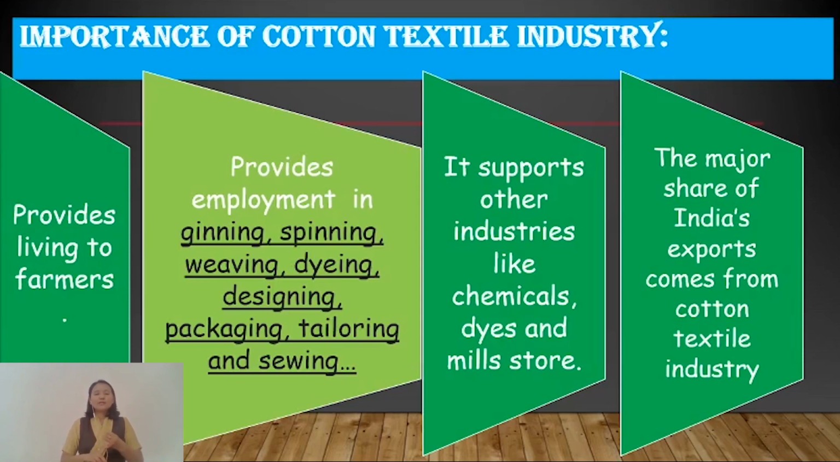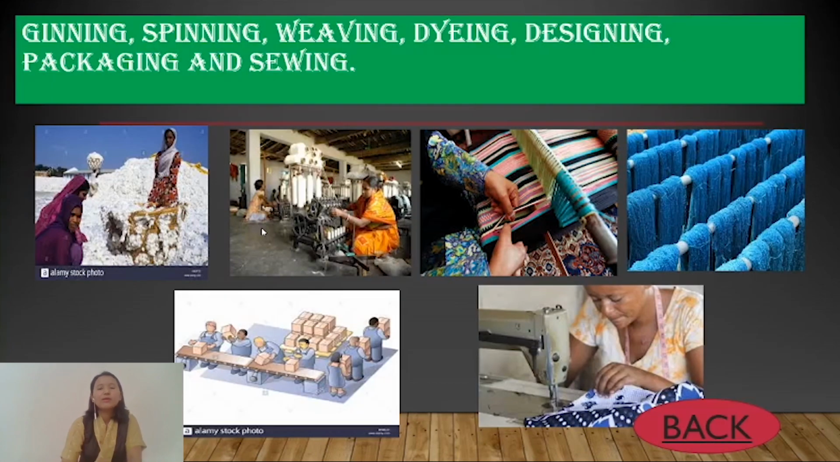Number two is that cotton textile industry not only provide a living to farmer, it provide a large number of work or job to a large number of people in a different activity. And these activities are ginning, spinning, weaving, dyeing, designing, packaging, and sewing.